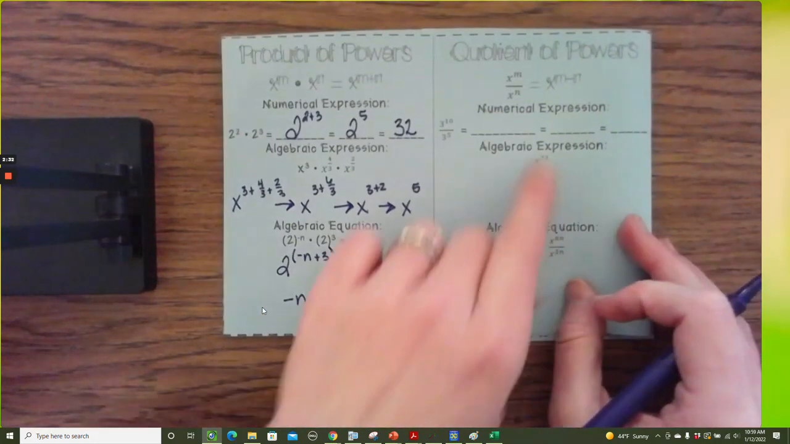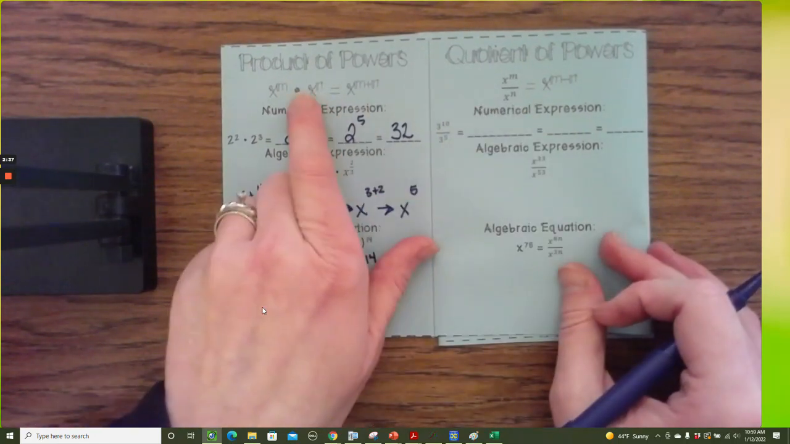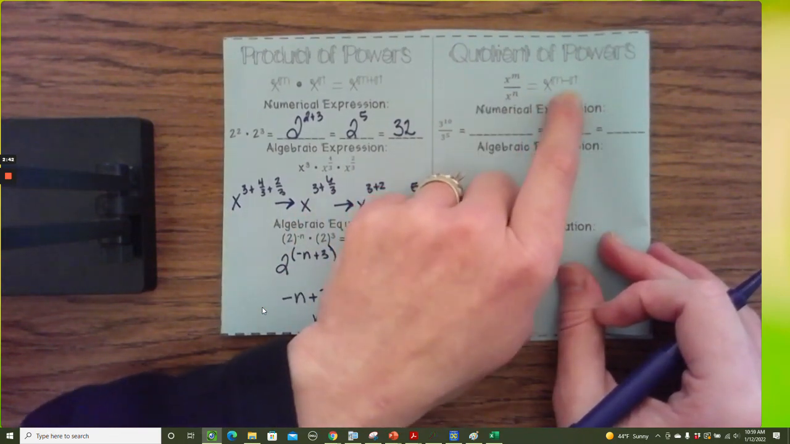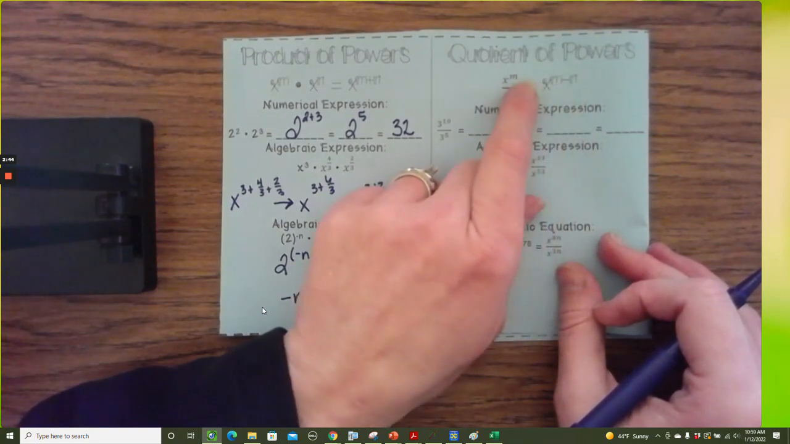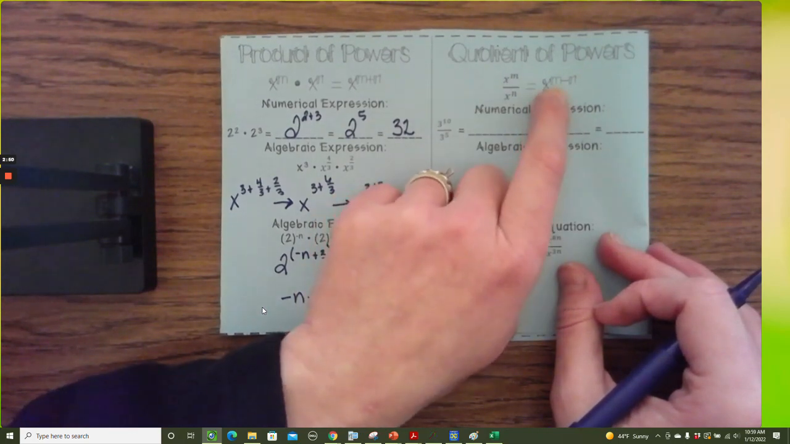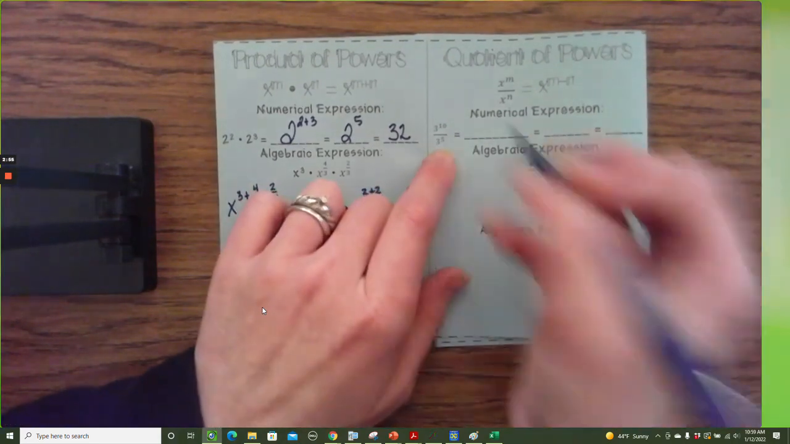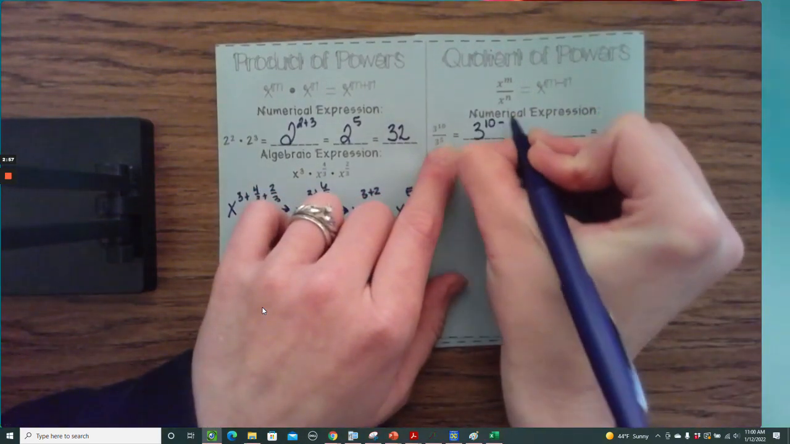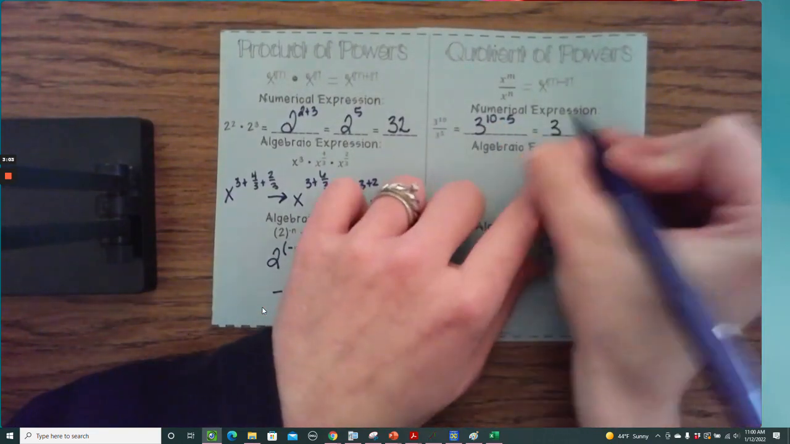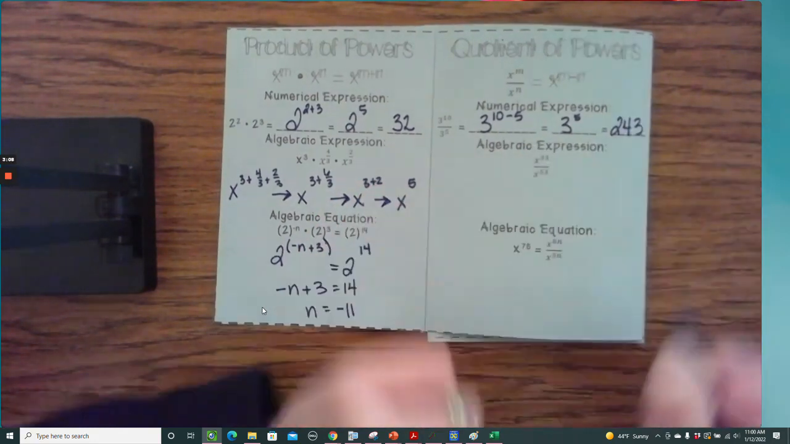All right, quotient of powers. So now, if we have it set up like a fraction, or we're using division, it's the same as taking the base, as long as the bases are the same, and subtracting. When you subtract, whichever exponent comes first, or is on top of the fraction, is first in the subtraction problem. So if I have 3 to the 10th over 3 to the 5th, this is the same as 3 to the 10th minus 5. Okay, so 10 minus 5 is 5. So 3 to the 5th is 243.